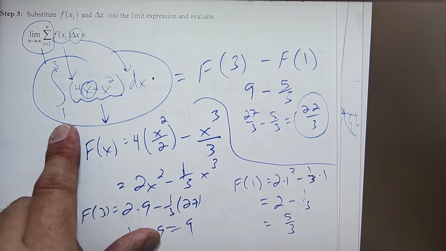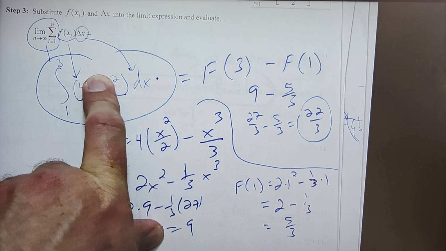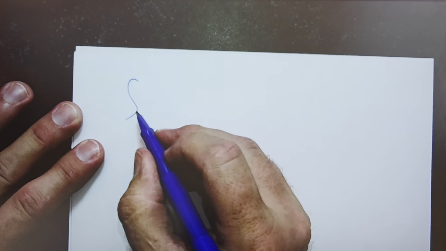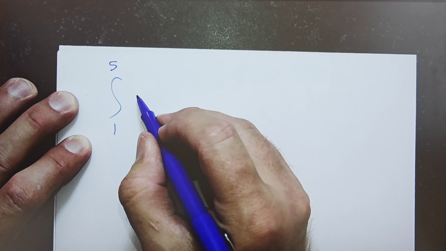Now, what's going to make an integral question harder is when I put funkier functions in here. Okay, let's try some more examples. What about the integral from 1 to 5?